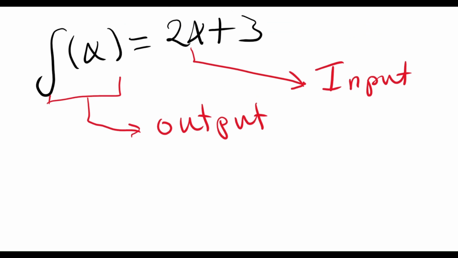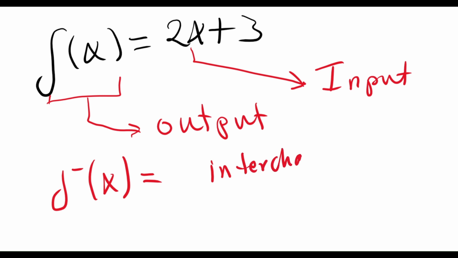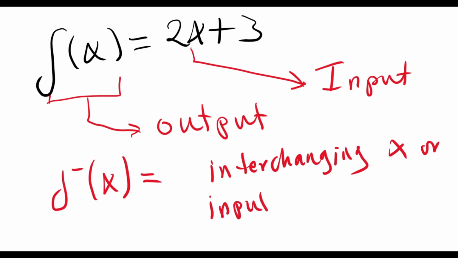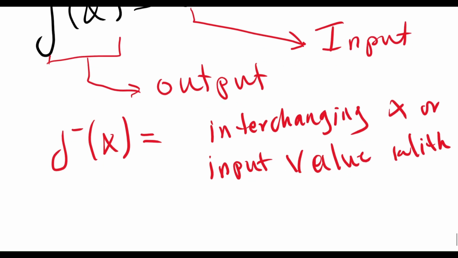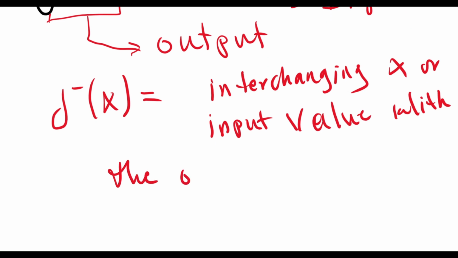It turns out that the inverse of the function is found by interchanging the x, or the input value, with the output value.